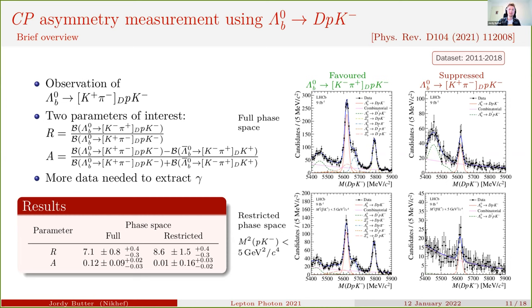And the parameters of interest are the ratio of the branching fractions and the asymmetry. As you can see in the red box, the results of the two phase spaces are very well compatible. The asymmetry is in agreement with zero still. And if we want to extract gamma from this, we would need a bit more data.